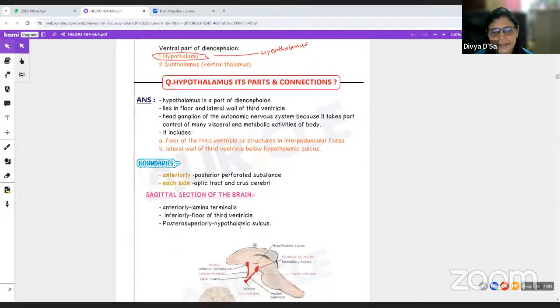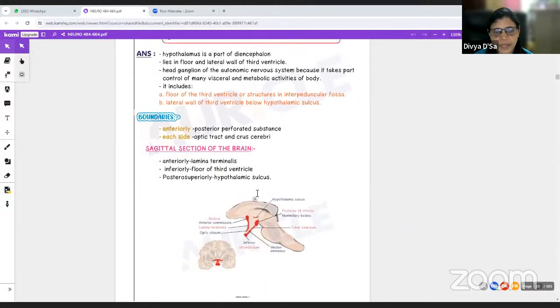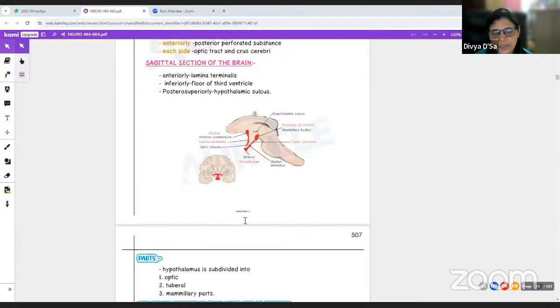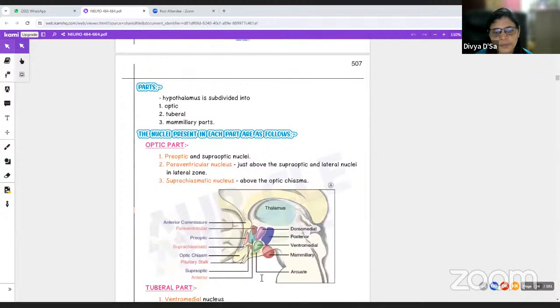Boundaries: anteriorly, it is bounded by the posterior perforated substance, and on each side it has the optic tract and the crus cerebri. In the sagittal section of the brain, anteriorly there is the lamina terminalis. Inferiorly, there is the floor of the third ventricle. And posteriorly and superiorly, there is the hypothalamic sulcus. So it is divided into three parts: optic, tuberal, and the mammillary part behind.